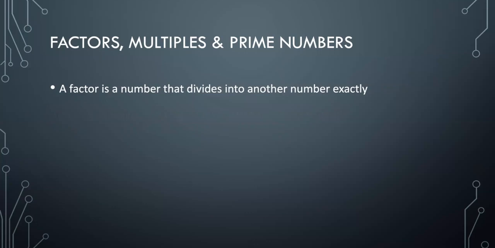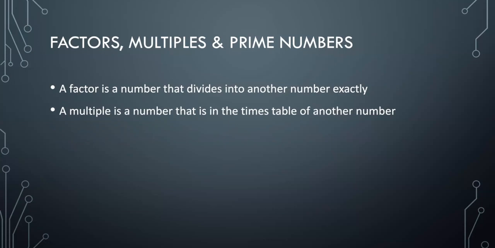See, a factor is a number that divides into another number exactly. So a factor we can write, if we are taking 6 as an example, we can write 2 times 3 and 6 times 1. Likewise, it divides another number exactly. A multiple is a number that is in the times table of another number. If we are taking any times table, like 5 times 1 is 5, 5 times 2 is 10, 5 times 3 is 15, like that, we can write multiples.